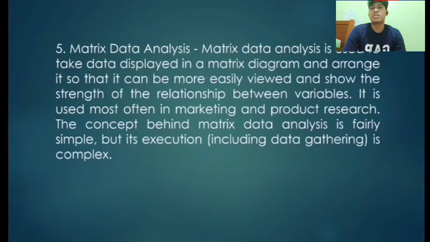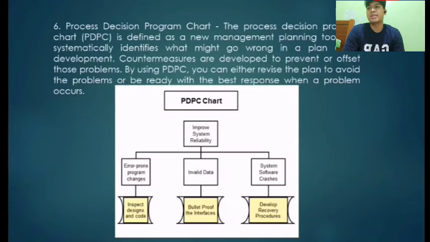Number 5, matrix data analysis. Matrix data is used to take data displayed in a matrix diagram and arrange it so that it can be more easily viewed and show the strength of the relationship between the variables. Then last, or number 6, is the process decision program chart.